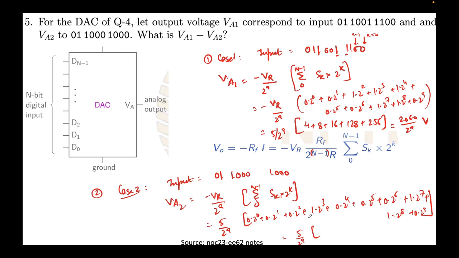This will turn out to be 8 plus 16, 32, 64, 128 plus 256. So this evaluates to 256 plus 128 plus 8, into 5, that's 1960. So that turns out to be 1960 divided by 2 raised to the power 9.